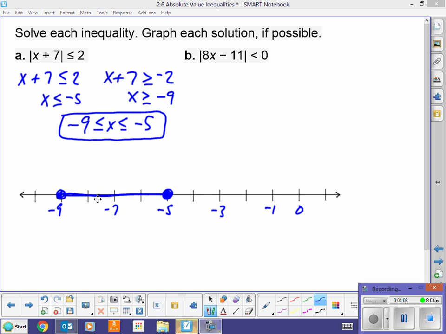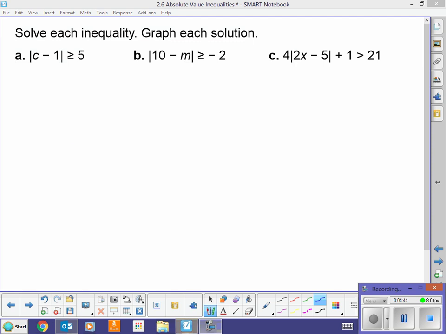Let's take a look at B. The absolute value of 8x minus 11 is less than 0. Well, in this case, what do we know about absolute values? They're always positive. I'm going to ask you this maybe a few more times this year. They're always positive. This says that this absolute value is less than 0. Anything less than 0 we know means negative. If something is less than 0, that means it's negative. So this one we can tell right off the bat, this one is no solution.